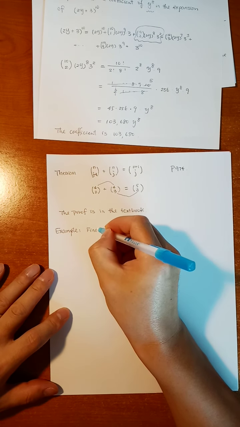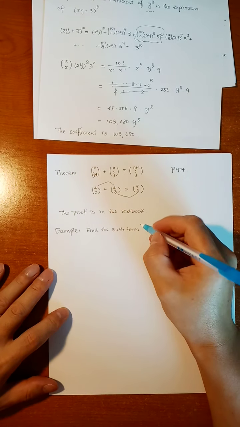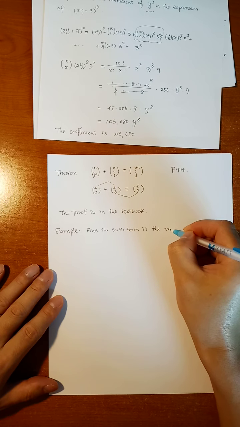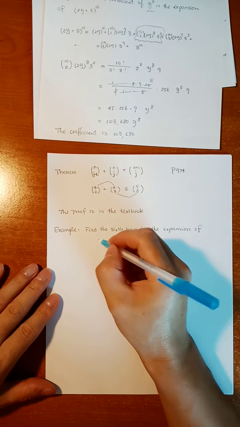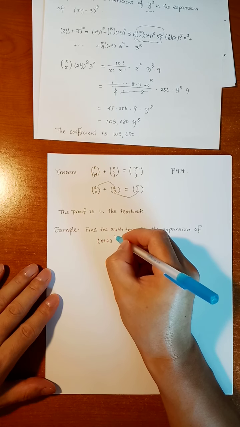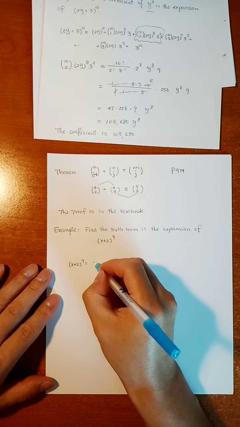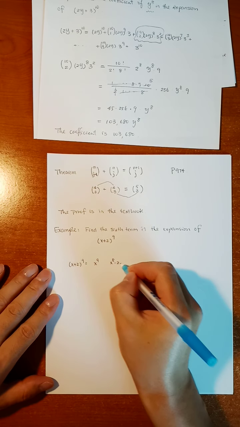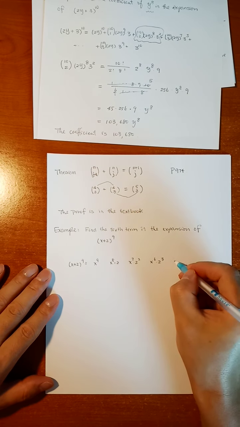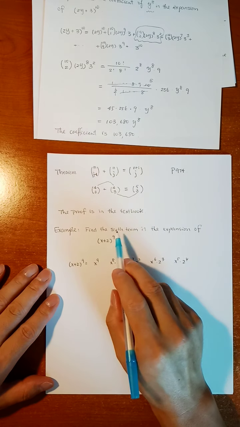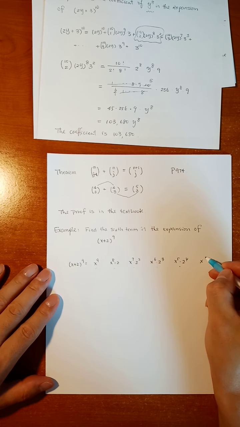Find the sixth term in the expansion of (x plus 2) to the 9th power. First you have to expand it. So x to 9, x^8 times 2, x^7 times 2 squared, x^6 times 2 cubed, x^5 times 2 to the 4th. We need the 6th: first, second, 1, 2, 3, 4, 5, and next one, 6.